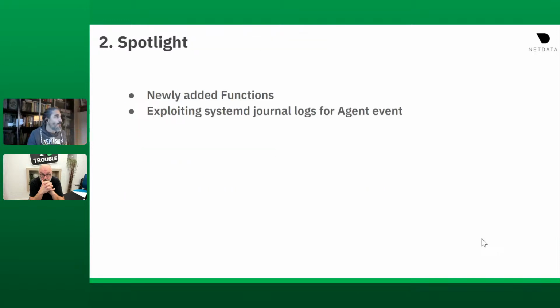So for the spotlight, the two topics are the newly added functions. We'll go through each one of those that were recently added, and also we'll ask for your feedback and for suggestions of things that you would like to see available on functions. And then we'll be exploring the way we are using systemd journal logs for Netdata agent events. Let's also have a teaser of something that will go live on today's nightly, and you will be able to use it yourself.